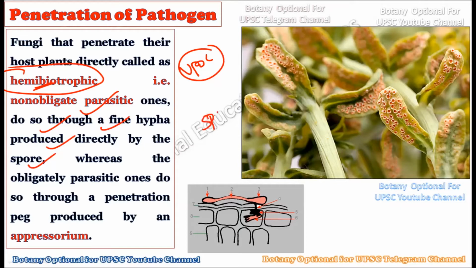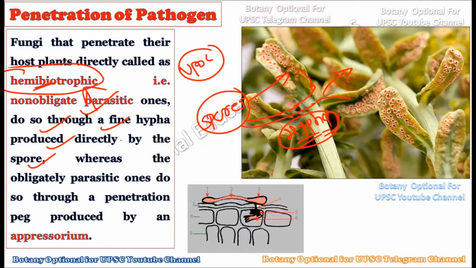Okay, so whatever spores have landed upon the plant body, these spores will directly create the fine hypha, and these fine hypha will literally break the cell wall, and after breaking the cell wall, they can enter within the plant body internally. Okay, so such a type of fungi is called the hemibiotrophic type of fungi, that is the non-obligate type of parasitics.